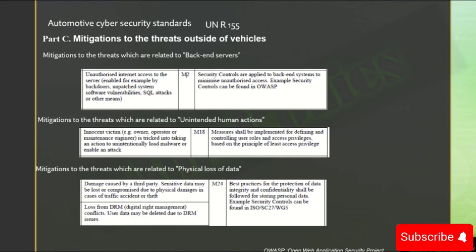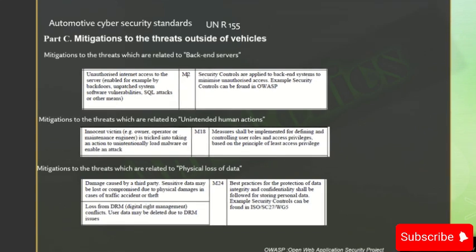Another one is digital rights management conflicts. User data may be deleted due to DRM issues. So the best practices for the protection of data integrity and confidentiality shall be followed for storing personal data. So this is it on UNR 155. But if you look at the document, there will be detailed sections and classes available. I hope this short summary helps you understand how to approach this document, right?